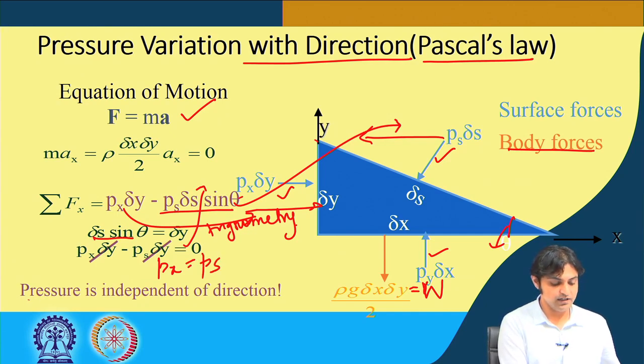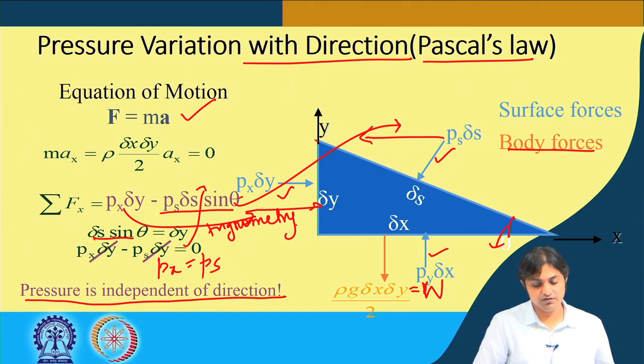This indicates that pressure is independent of the direction, and this was one of the properties that we have seen in the beginning, that pressure depends only upon depth.